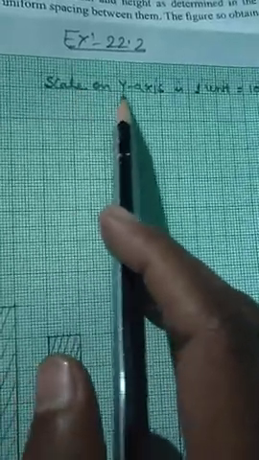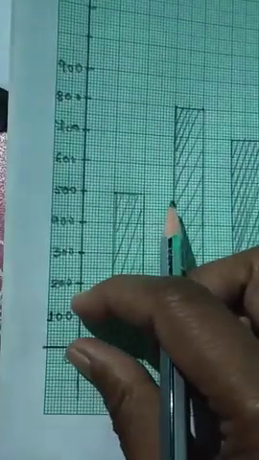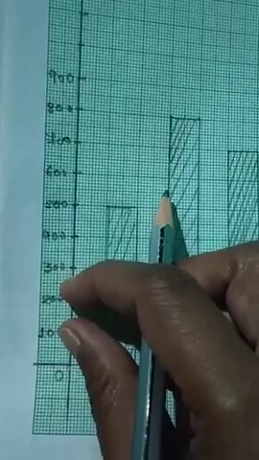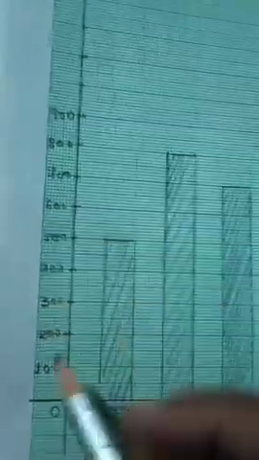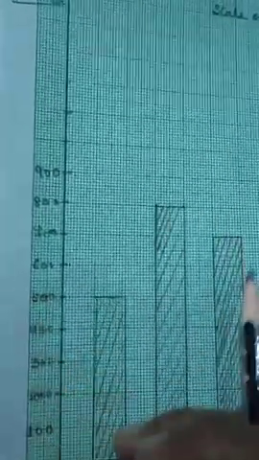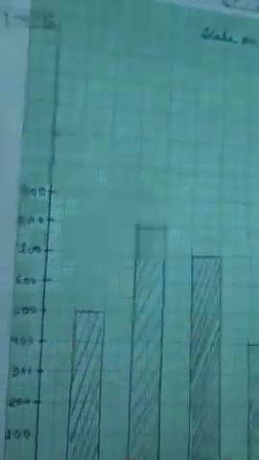Scaling means scale on y-axis. I have taken 1 unit as 100 students, meaning 1 unit from here to here represents 100 students. This another unit represents 100 students. Like this, each scale is representing 100 students. So question number 1 we will discuss first, and with this you will understand how to draw it.